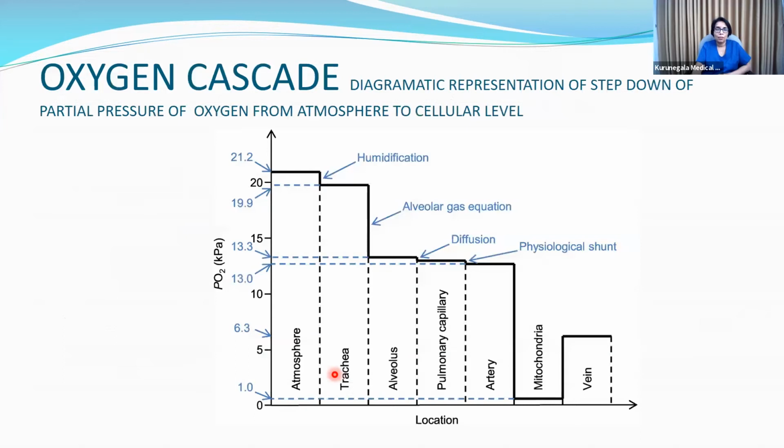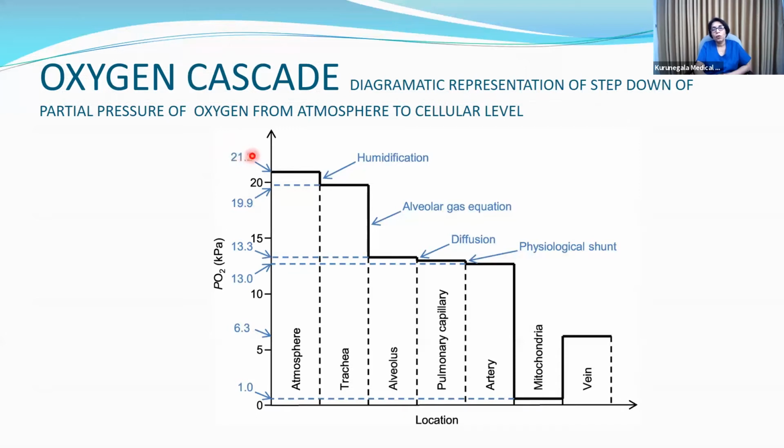This is the well-known oxygen cascade. This is a diagrammatic representation of the drop in partial pressure of oxygen from atmosphere to cellular level. In the atmosphere, we have 21% oxygen. Atmospheric pressure is around 760 millimeters of mercury. So if it is calculated in kilopascals, in the atmosphere, oxygen is found at 21.2 kilopascals.